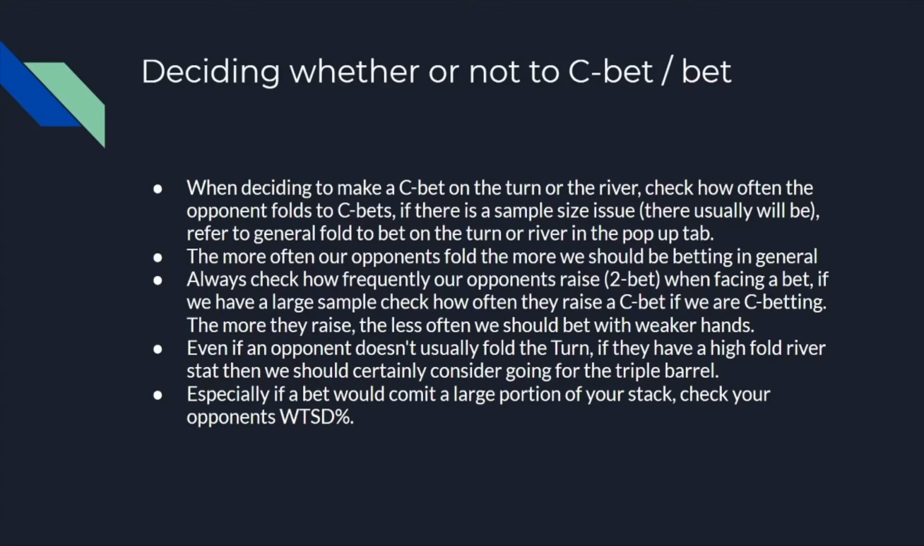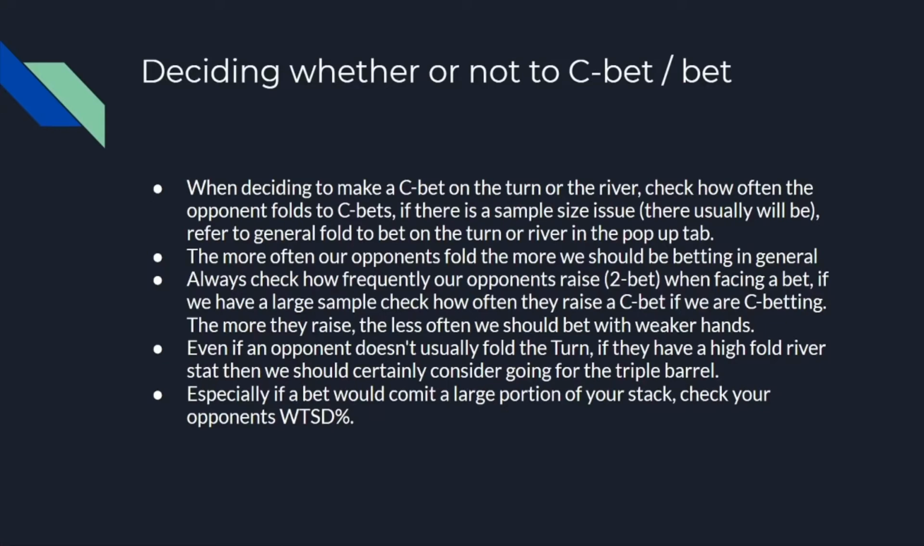The last stat we should check, especially if the bet we are going to be making is going to commit a large portion of our stack, is how often our opponent goes to showdown. A quick reference is that a high went to showdown value is 30% or more. These are the absolute calling stations. We never want to try to bluff these people. We can exploit them simply by betting for value, and they'll be calling us with plenty of nonsense.